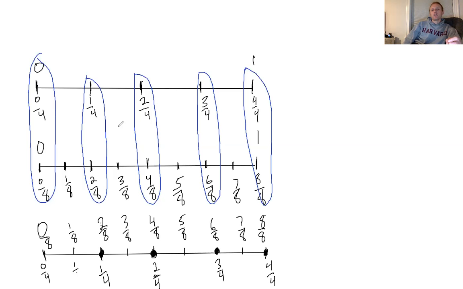So again, equivalent fractions on a number line means that two fractions can occupy the same exact spot on a line. That's what you need to know from today's lesson.